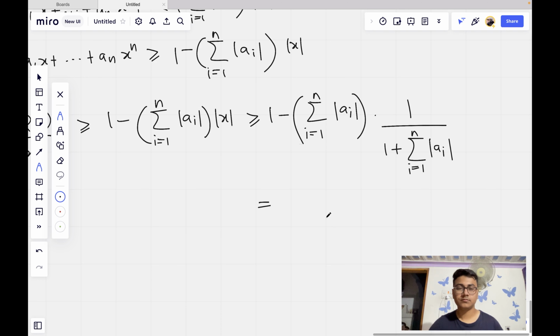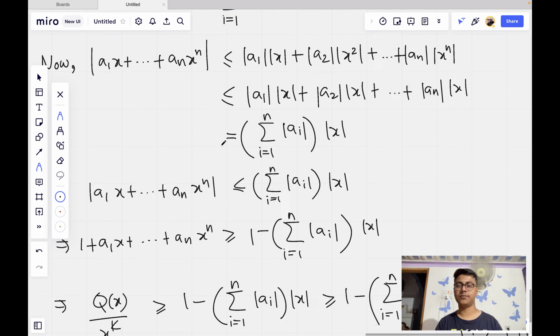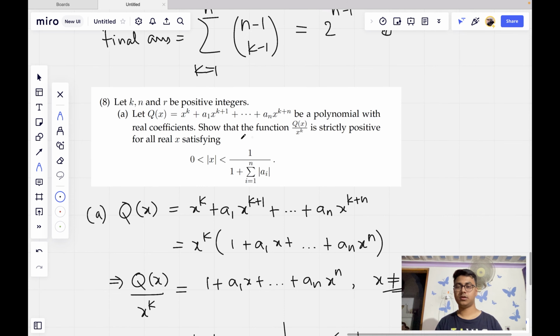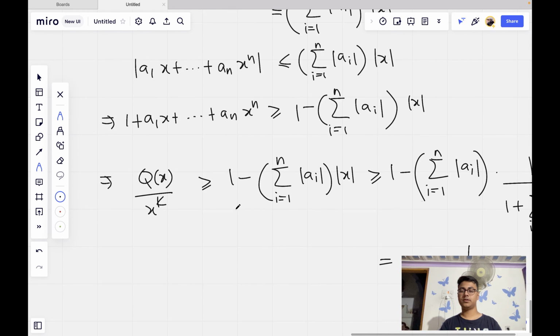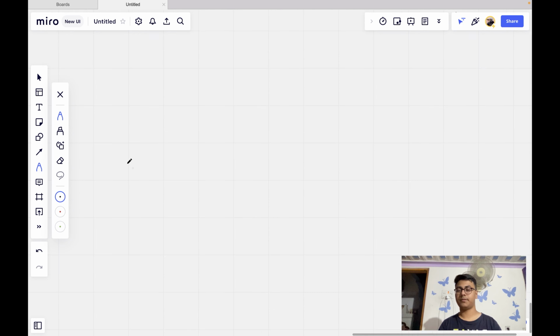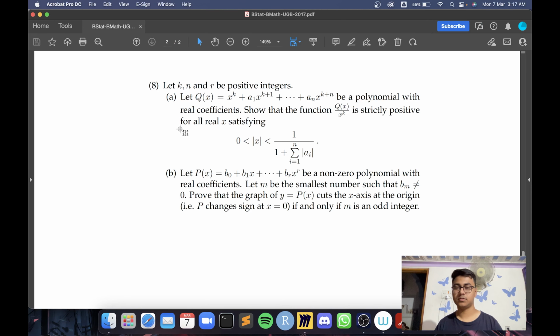This is 1 over 1 plus summation i goes from 1 to n of mod ai, and this is strictly positive. So q of x by x to the power k is strictly positive. This is what the question demanded, strictly positive in this range. Correct? So the first part of question number 8 is done. We'll move to the second part. Cut this also.